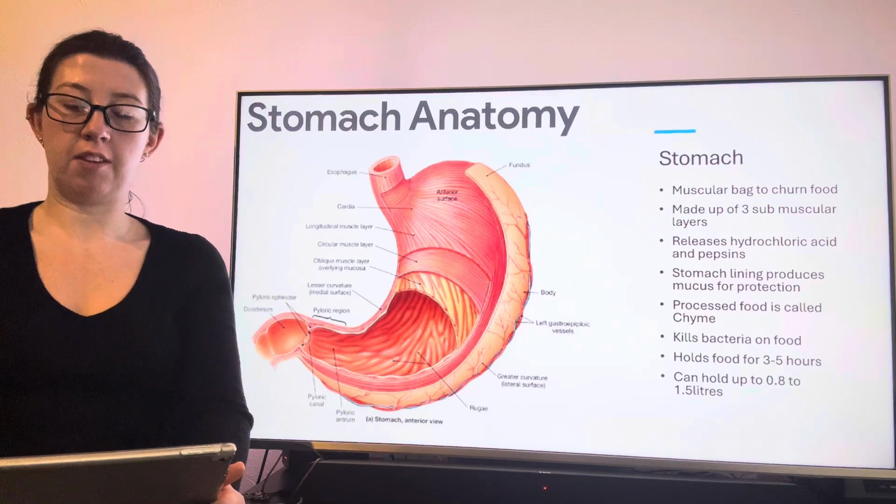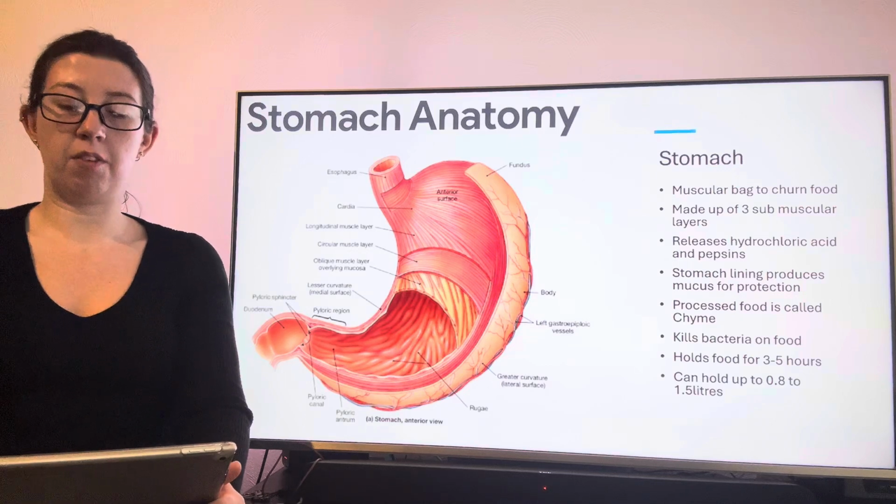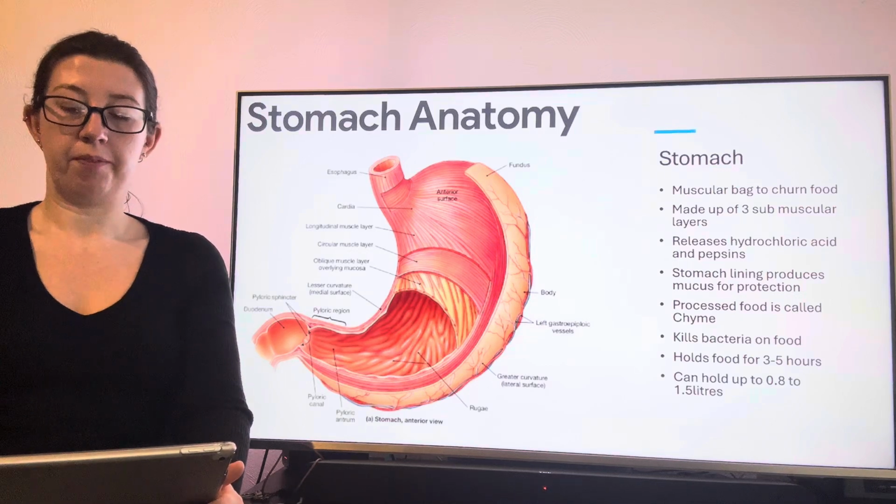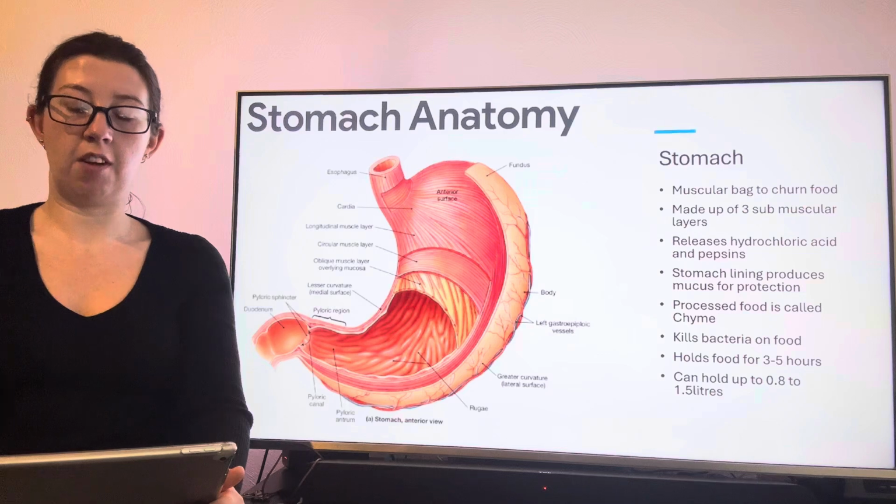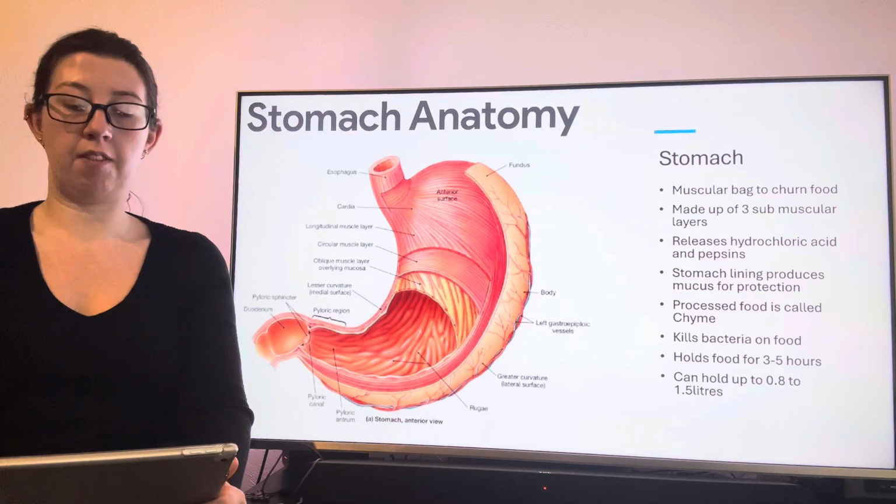The enzyme pepsin breaks down proteins into smaller peptides, and kills bacteria that may have come into contact with food you may have consumed. The stomach lining secretes mucus that protects itself from the hydrochloric acid, and is made up of 3 sub-layers of muscle to help churn the food. It can hold food for 3 to 5 hours.